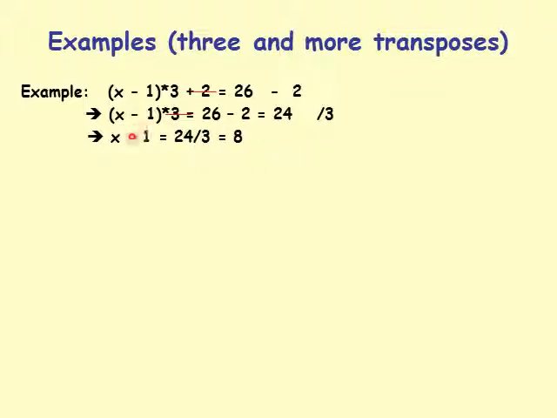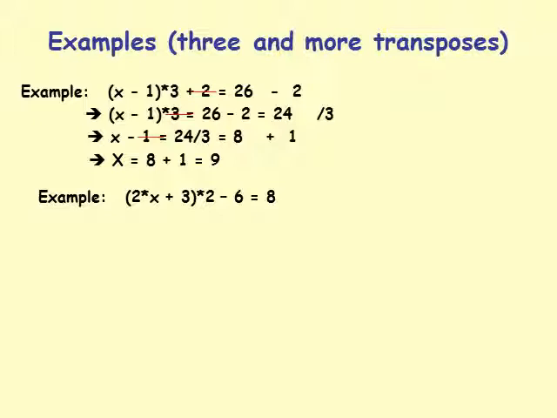Now this minus 1, we move that across the equal sign and it becomes plus 1. A subtracted term, when we move it across the equal sign, becomes an added term. So minus 1 becomes plus 1. So we have x is equal to 8 plus 1, which is 9. So x is 9.